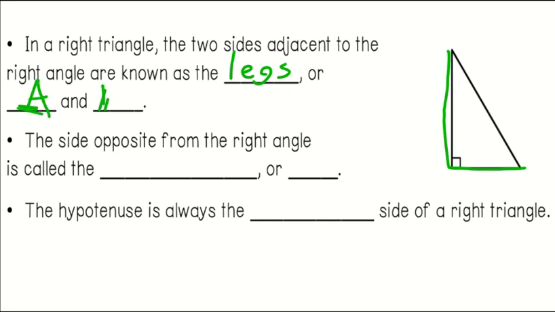We got side A, side B. It does not matter which one's A, which one's B, as long as it's the two sides that make the right angle. The side opposite from the right angle, so the side not touching it, that is called the hypotenuse.